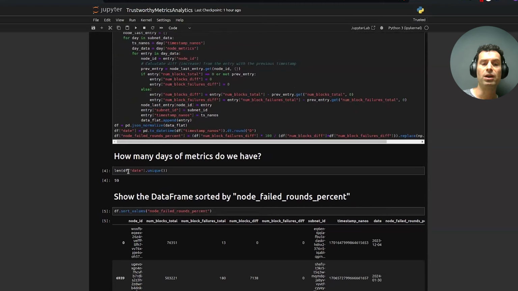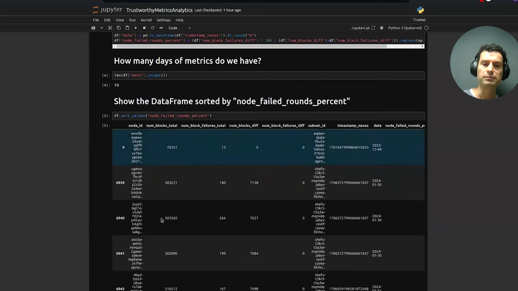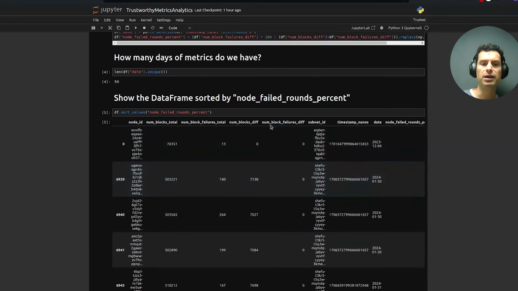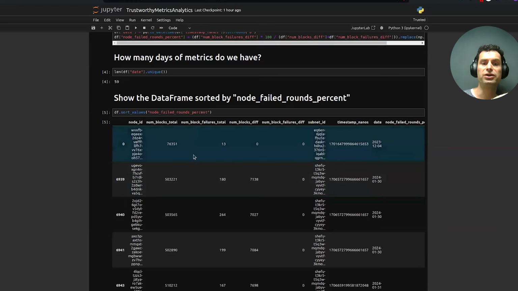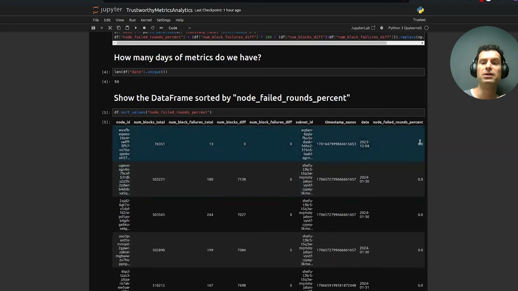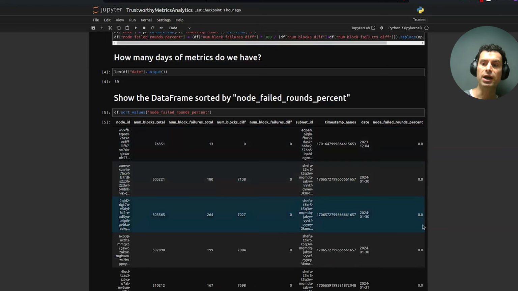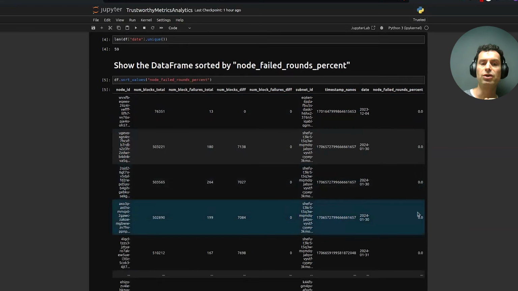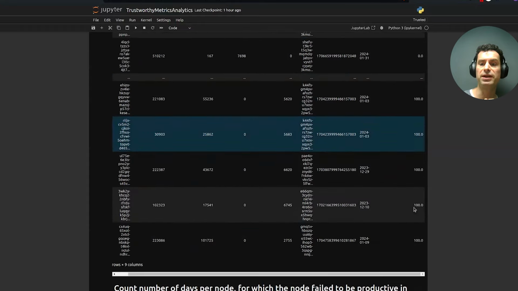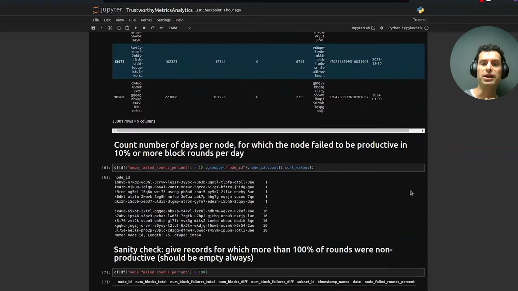Let's see here, for example, how many days do we have in this data frame for all these subnets? We have 59 days, plus there is the latest day that is not exposed to the user, which is 60. Then we sort the values on the percentage of failure. So which nodes, or what is the percentage of blocks that were failed by a particular node? We can see that some nodes have 0% failure, so they were 100% usable or contributing to the protocol, and some other nodes were 100% failing, which means that they're very unhealthy.